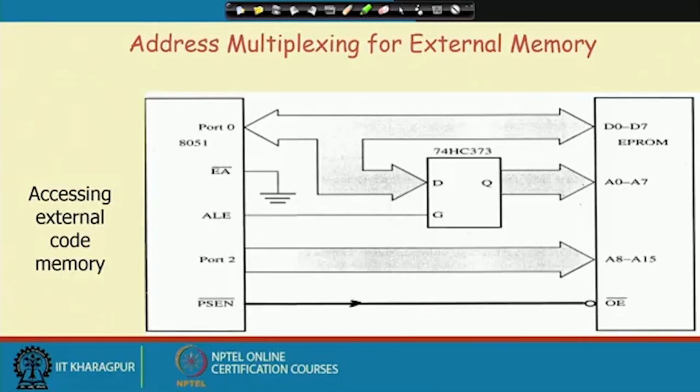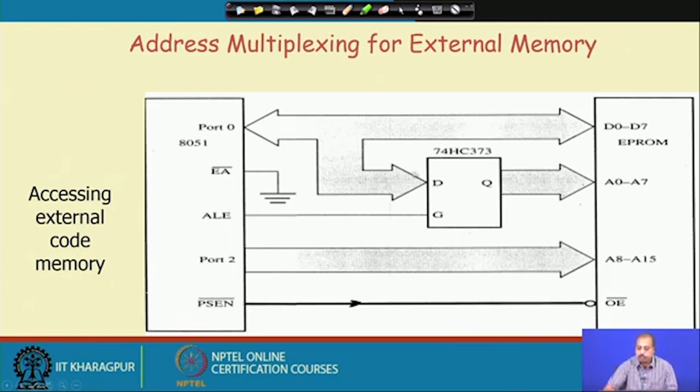As far as address multiplexing is concerned, we have 8051 connected to one external program memory, that is EEPROM. So, this is the external address bus from port 0. Port 2 is providing the higher order address bus, bits A8 to A15. Port 0 is the multiplexed address data bus.